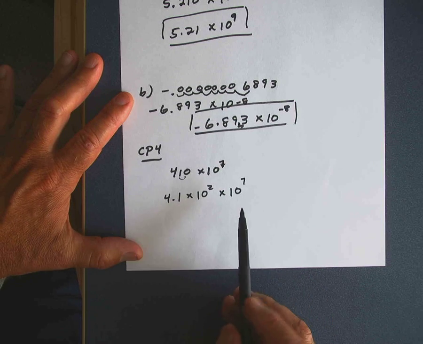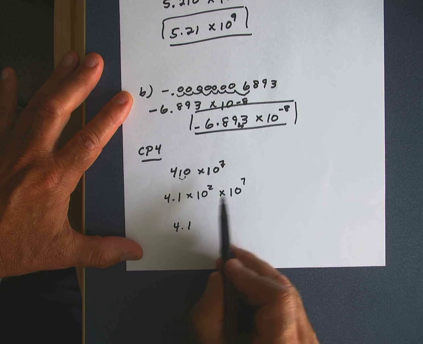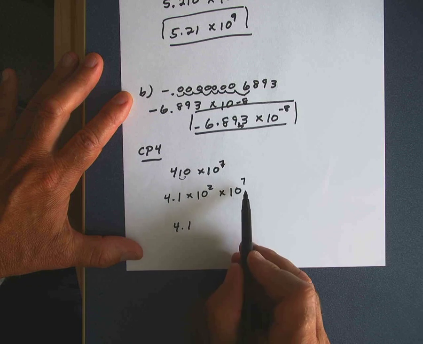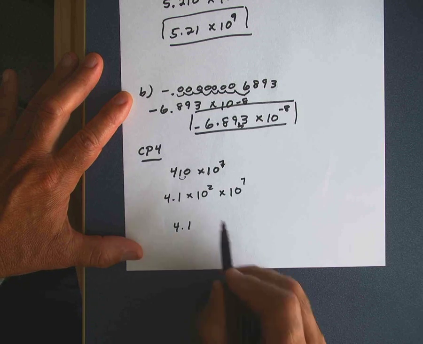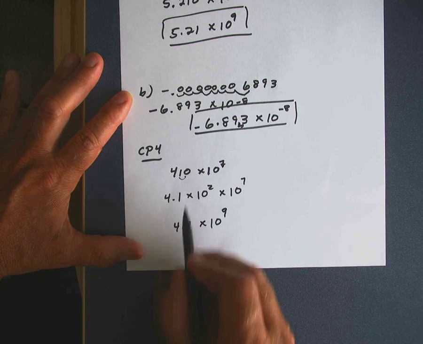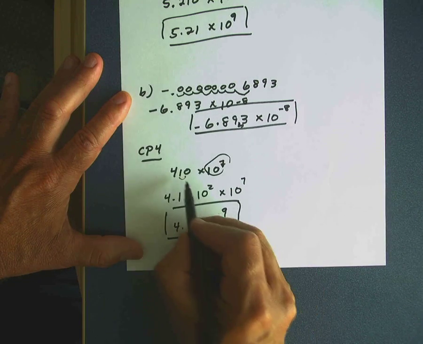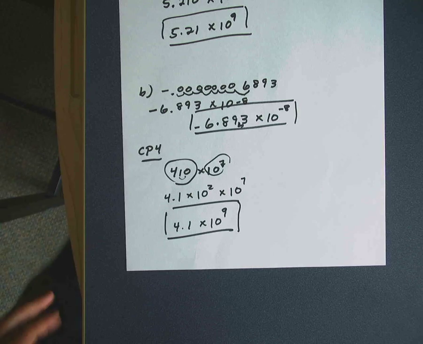But now we should simplify it. The 4.1 will stay. But using one of our properties of exponents, 10 squared times 10 to the 7th, we can add those two exponents, and you'll have 10 to the 9th. So to convert this to scientific notation, we had to change both the exponent part as well as this part to get the number we need.